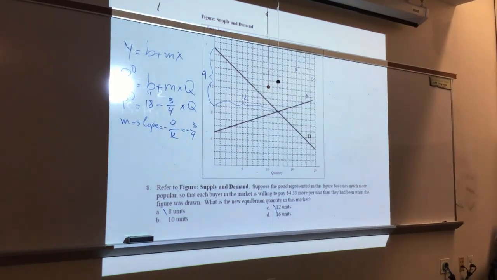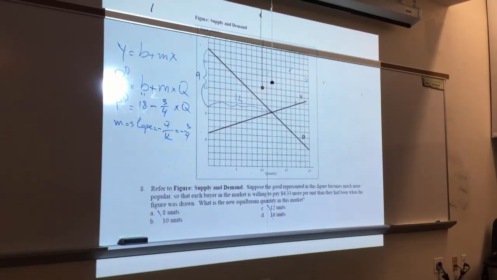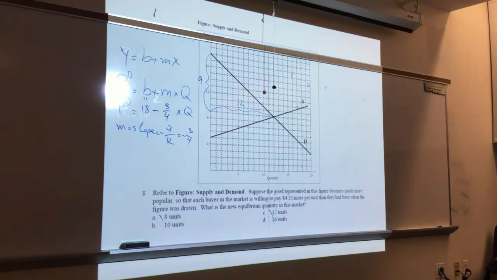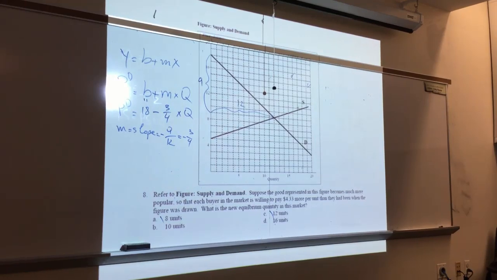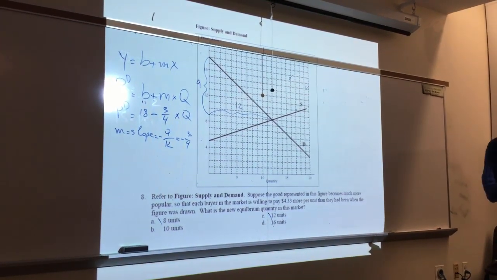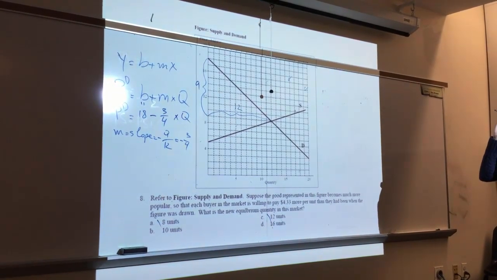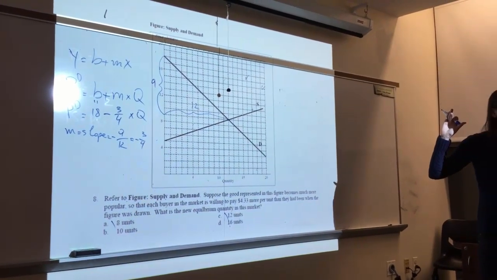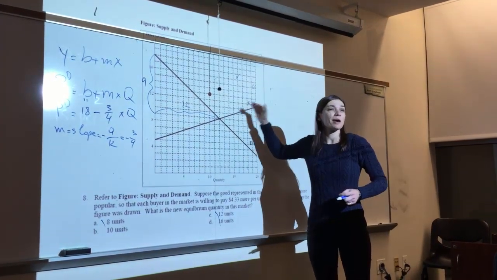And this figure becomes much more popular, so that each buyer in the market is willing to pay 4.33 more per unit than they had been when the figure was drawn. What is the new equilibrium quantity in this market? Okay, so now that the good becomes more popular, each buyer would be willing to pay more for it. What is that going to cause in our figure? What do we have to do? Shift the demand curve. In which way? To the right, because the demand is increasing, right?